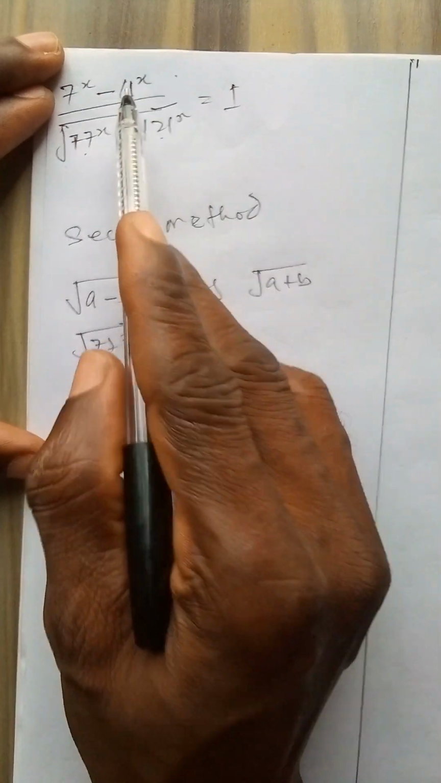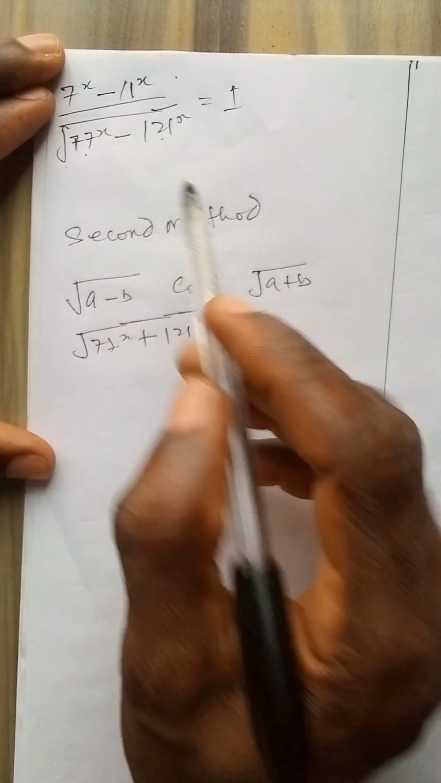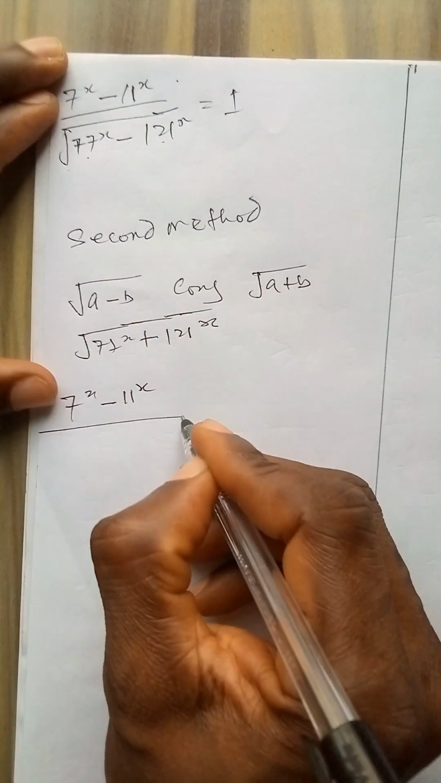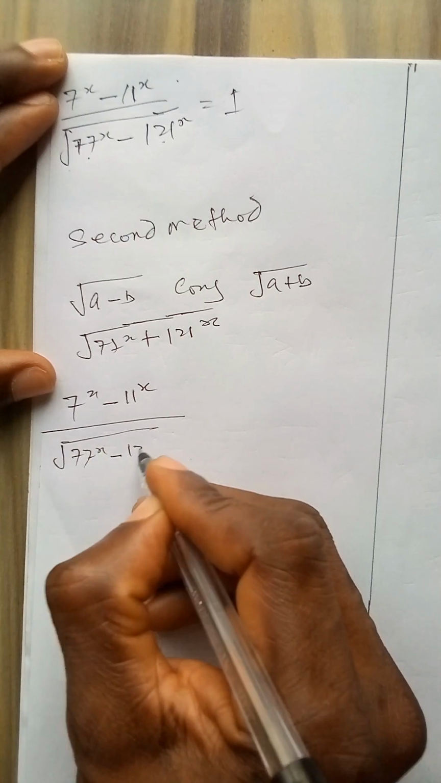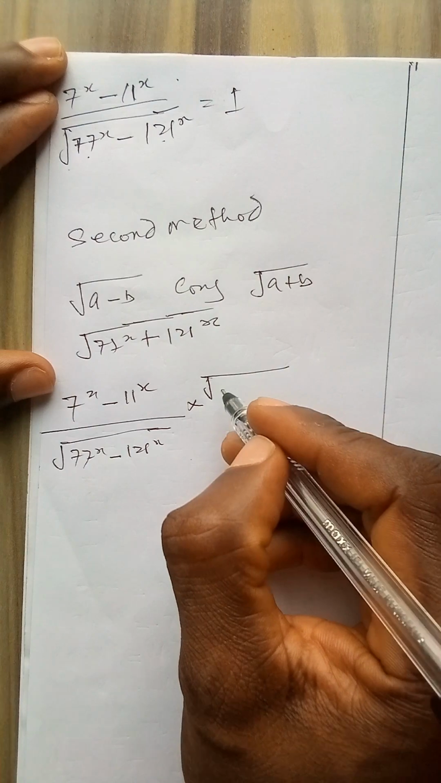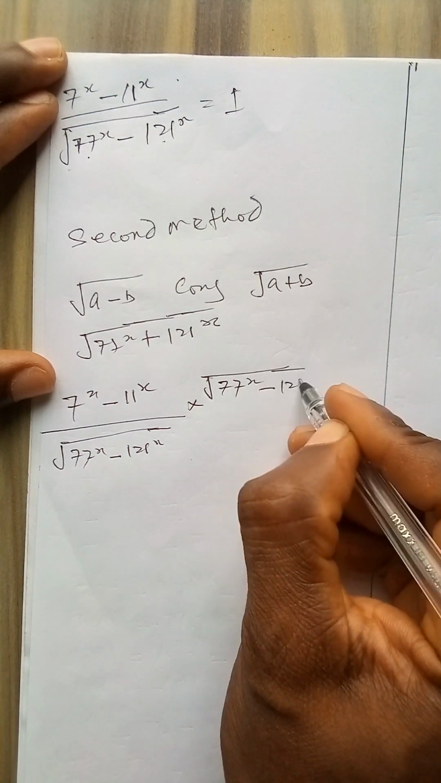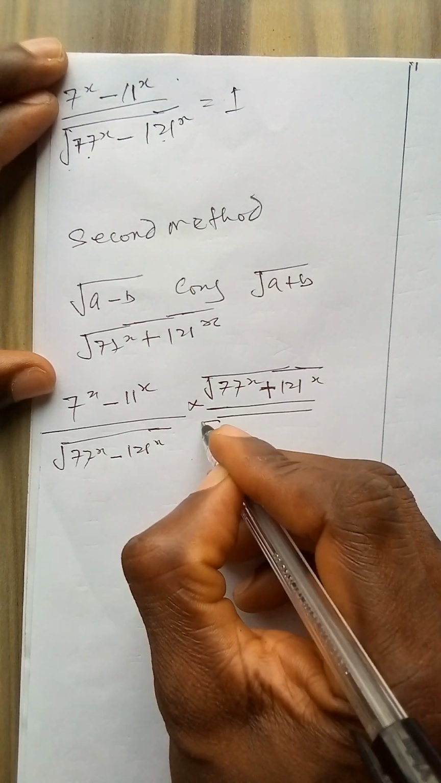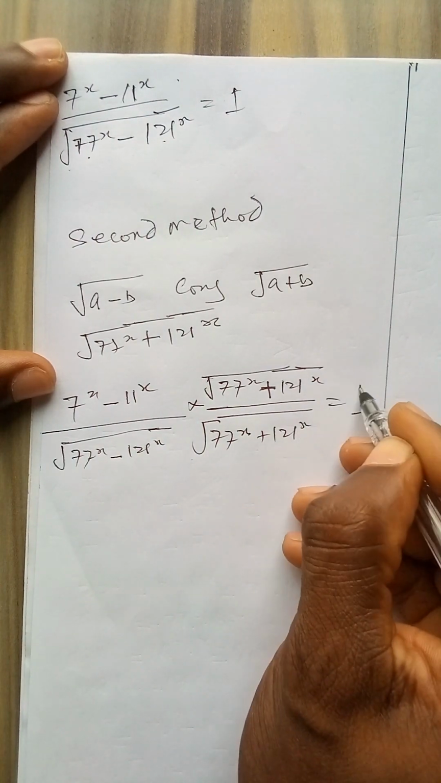I'm going to multiply the top, that's the numerator and denominator, by this conjugate of the denominator. It becomes 7 to the power x minus 11 to the power x all over the square root of 77 to the power x minus 121 to the power x times, let's multiply now by the conjugate. This is 77 to the power x minus 121. This is plus, please. 121 to the power x all over 77 to the power x plus 121 to the power x is equal to 1.